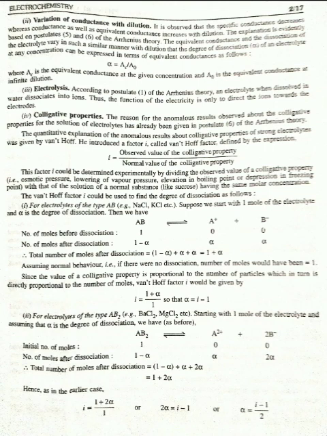The equivalent conductance and the dissociation of the electrolyte vary in such a similar manner with dilution that the degree of dissociation of an electrolyte at any concentration can be expressed in terms of equivalent conductances as follows: alpha is equal to lambda c upon lambda naught, where lambda c is the equivalent conductance at the given concentration and lambda naught is the equivalent conductance at infinite dilution.